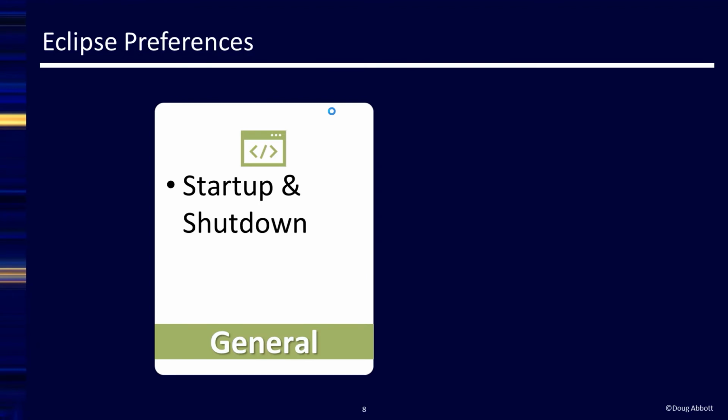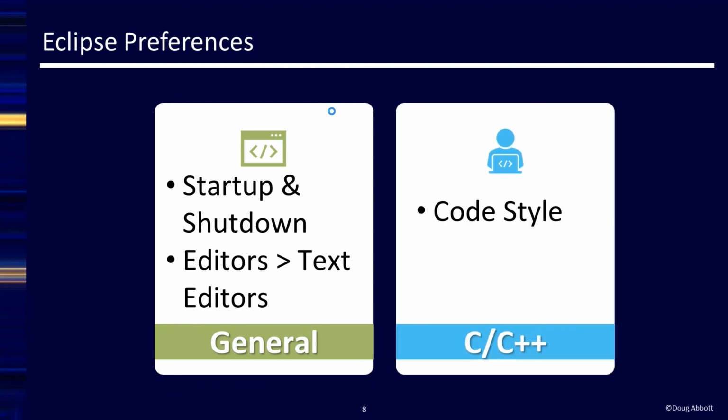Finally, in the following demonstration, we'll take a look at some of the configuration options under Window Preferences. Clearly, this is far from comprehensive, but this will give you a feel for what's there. Also, these are options you're likely to want to change anyway. We'll start with general options, startup and shutdown, then look at some editor options. Then we'll look at some C, C++ options.